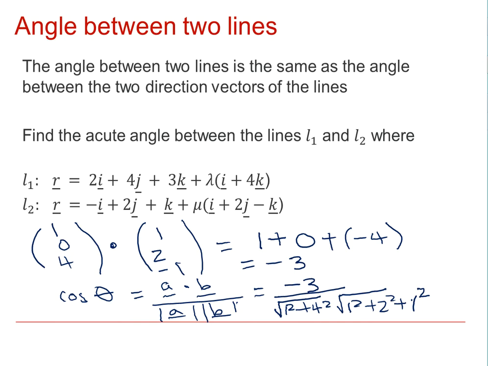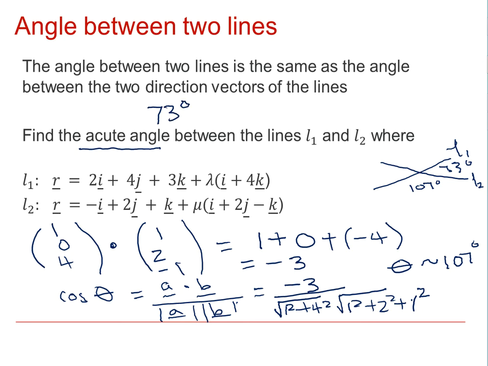We find then, if you use your calculator using the cos to the minus 1, if your calculator is in degree mode, you will find that theta is approximately 107 degrees. If we look at this in a little diagram, and we have L1 and L2, then you'll note that the acute angle must therefore be 73 degrees. So the acute angle will be 73 degrees.